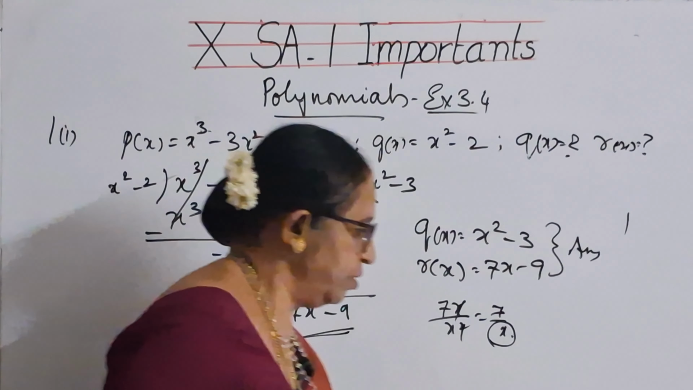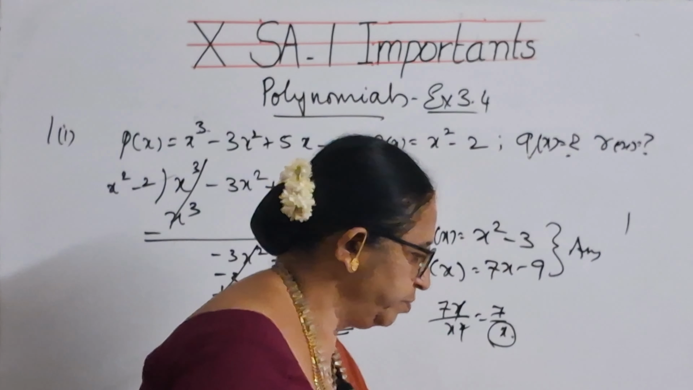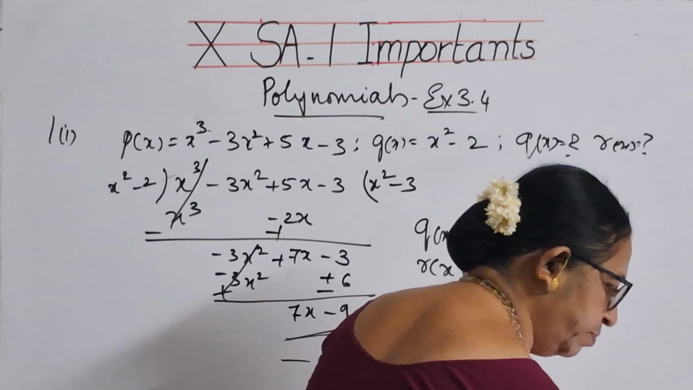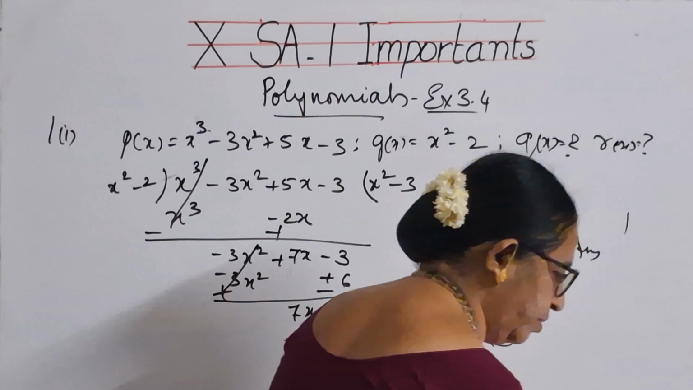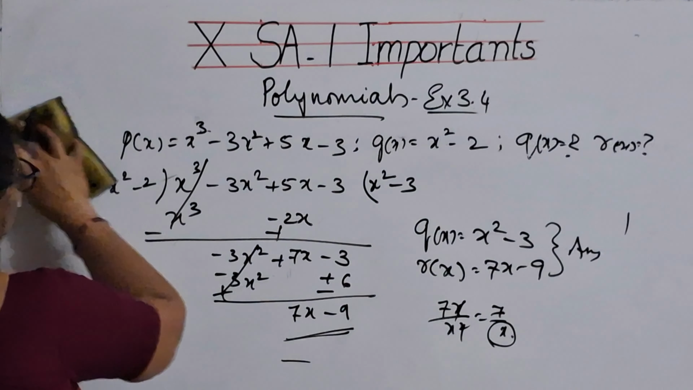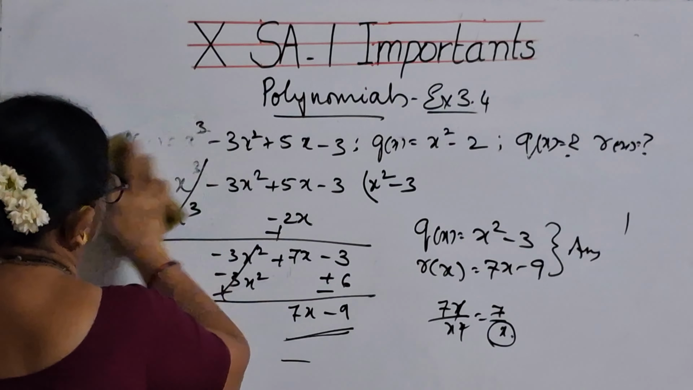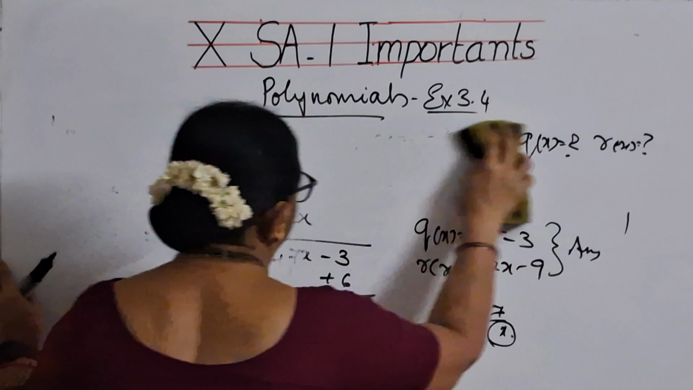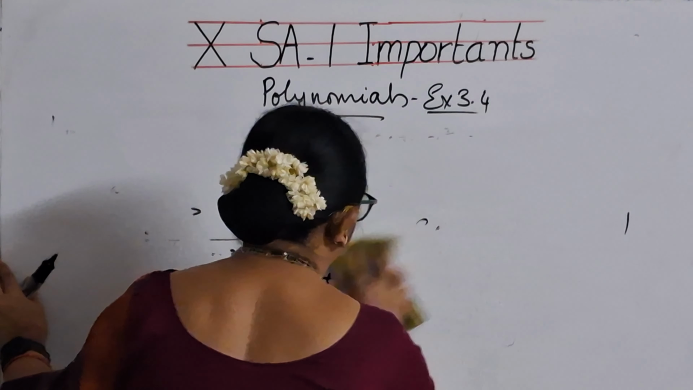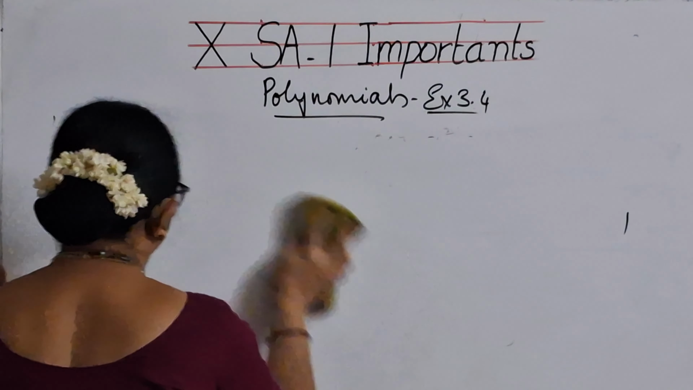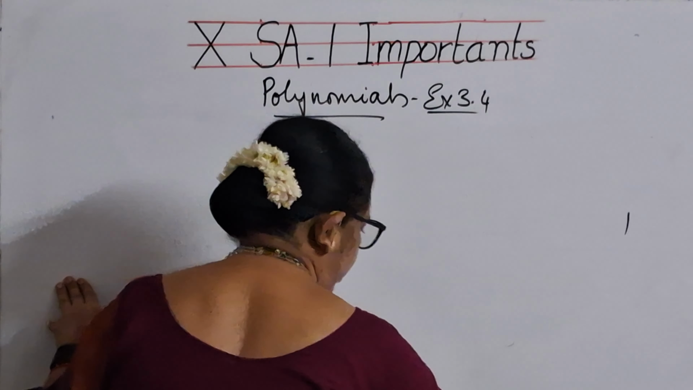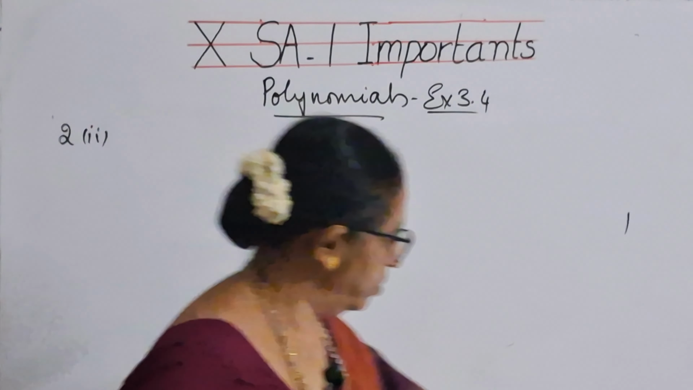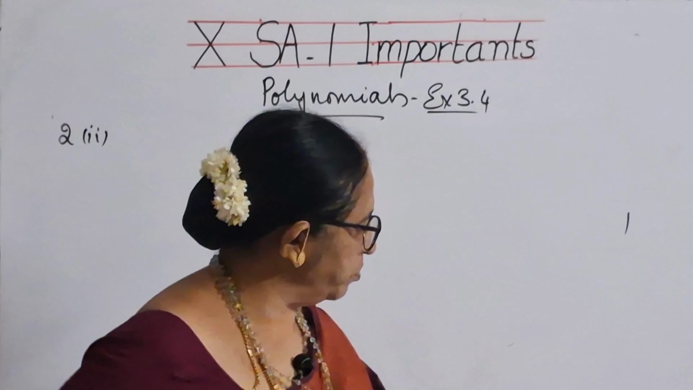Now, the next problem, 3.4, second problem, second bit. 3.4, you have got second problem, second bit. So what is it? Let us see, children. So in this way you have got two more sums, children.